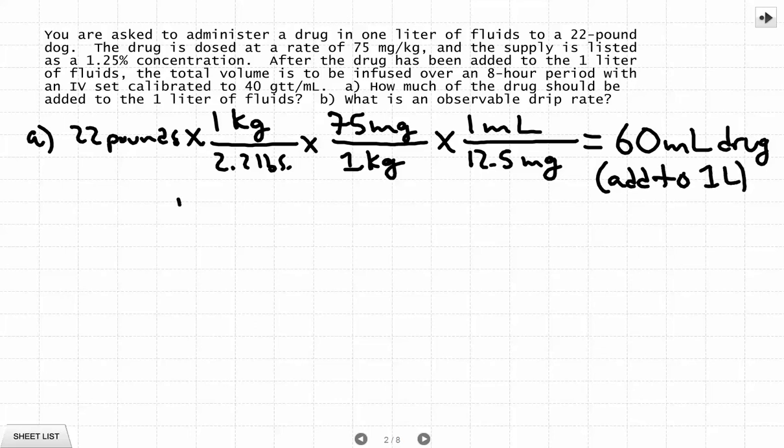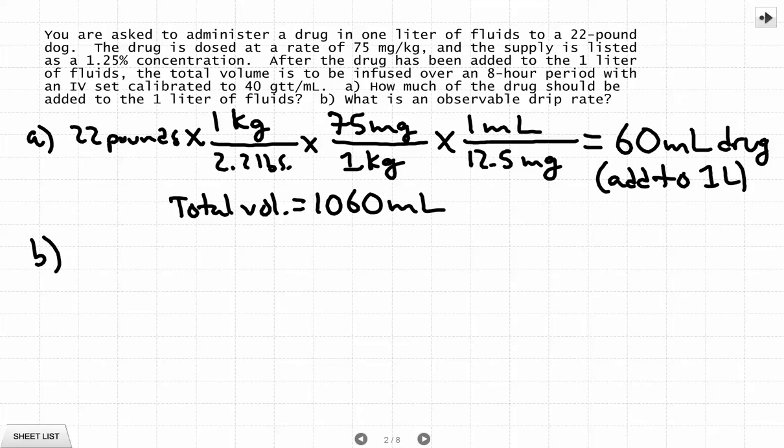So the total volume to be infused is going to be 1,060 milliliters. And now the second part is going to be an observable drip rate calculation. So we know how much to infuse, that's our 1,060 milliliters. We know this is going to be done over 8 hours. And we know that the IV set is calibrated to 40 drops per milliliter.